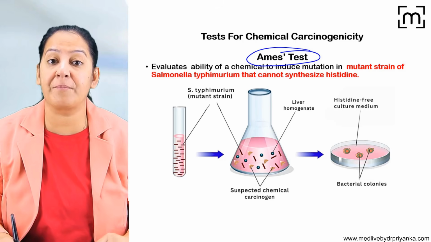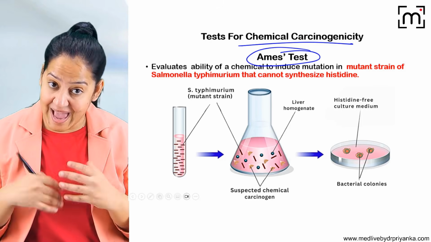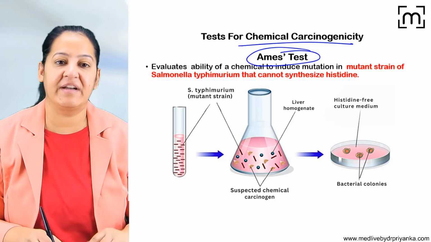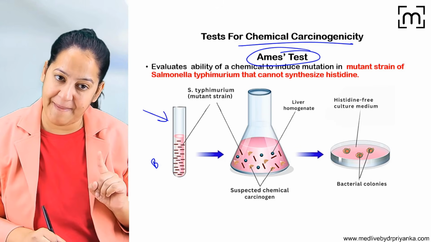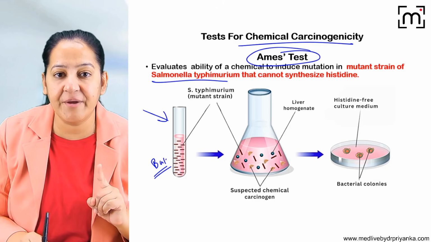Ames test is a test for proving chemical carcinogenicity. So with this test, I will prove that chemical carcinogenesis actually happens. What we are doing is taking a test tube. In the test tube, we are taking a bacteria. The name of this bacteria is Salmonella typhimurium.